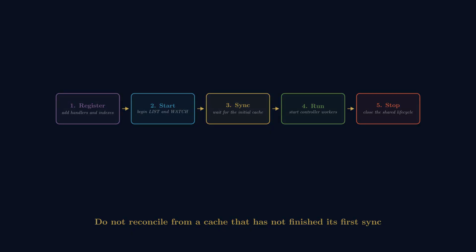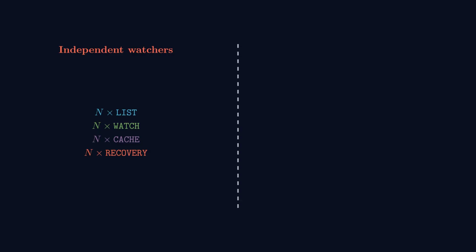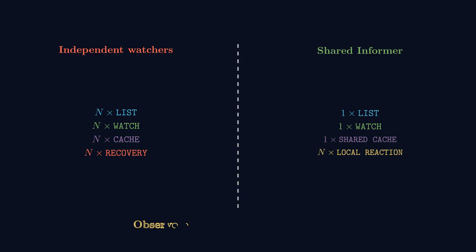The transformation is now clear. Before, every consumer maintained its own list, watch, cache, and recovery. Afterward, one shared informer maintains the upstream view, while many controllers reuse local reads and local notifications.